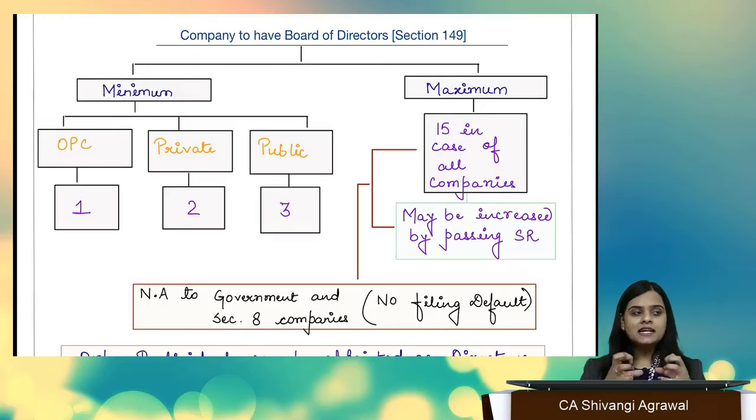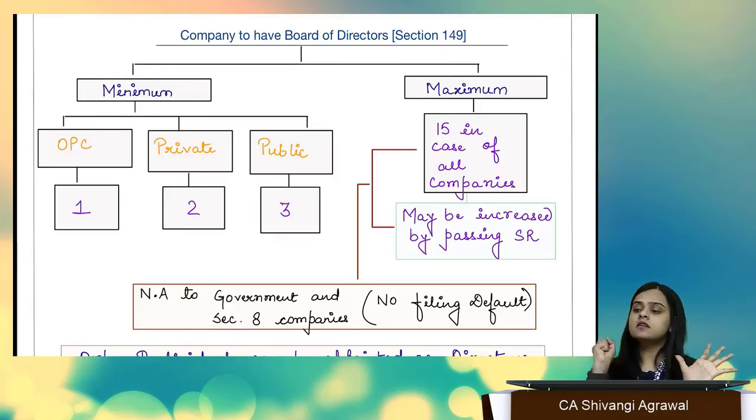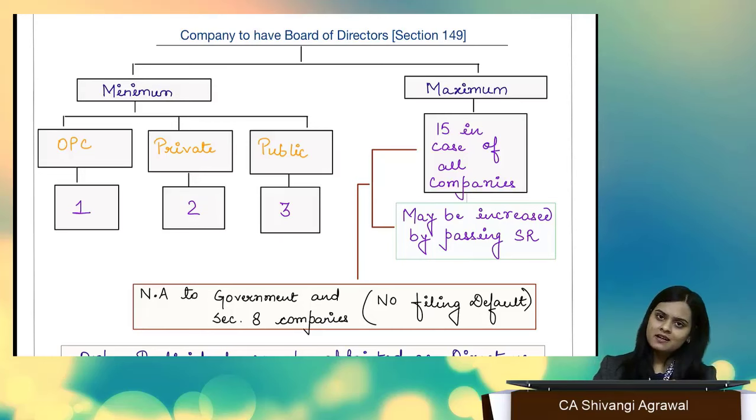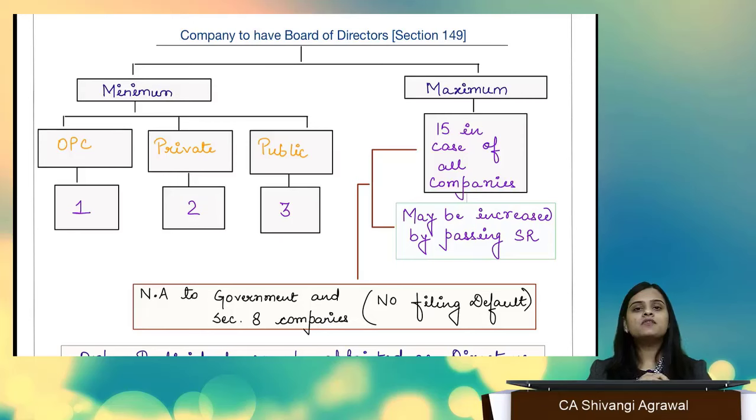So Companies Act has divided the whole powers of company into two authorities. One is the board of directors and other is shareholders. So at times we need permission from shareholders, and the day-to-day management is being handled by the board of directors. Section 149 mandates that every company must have board of directors.